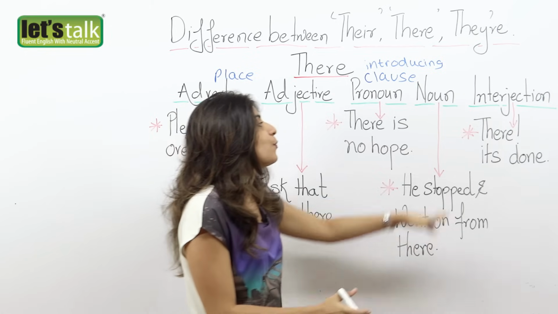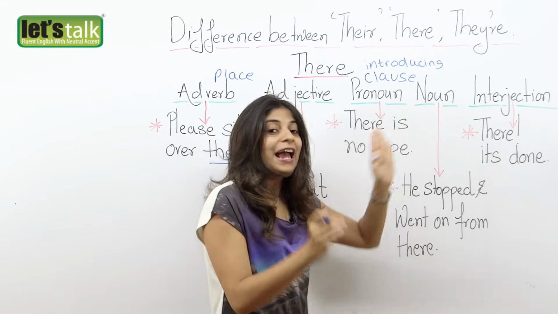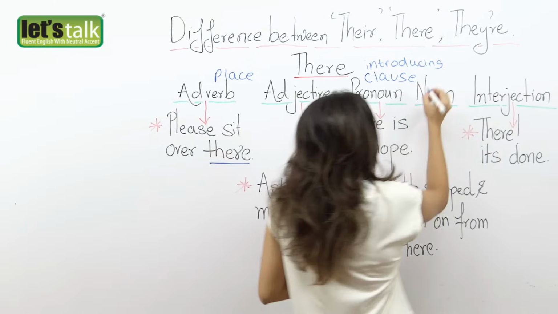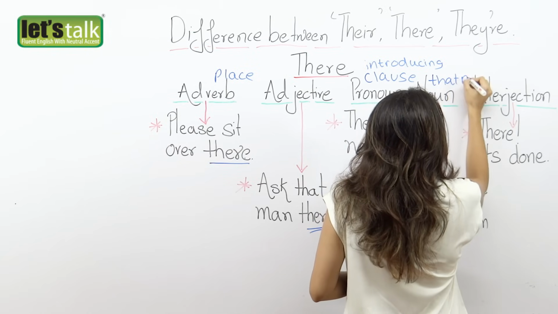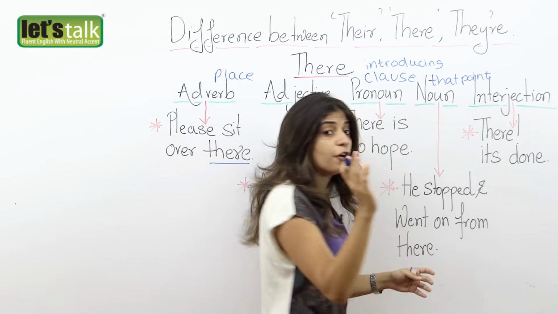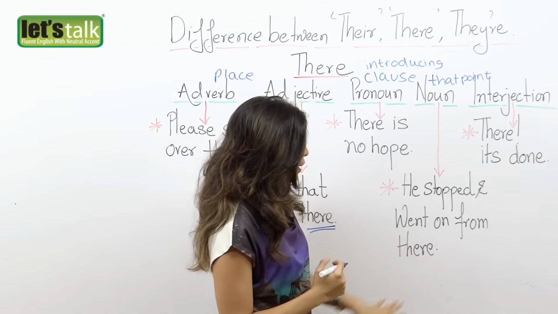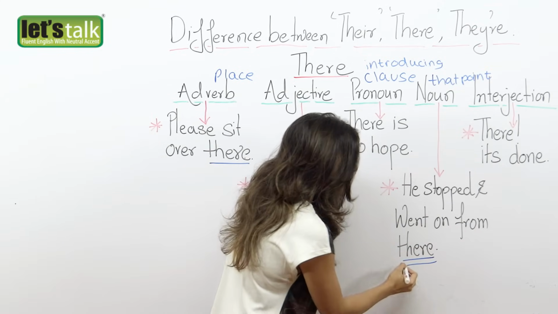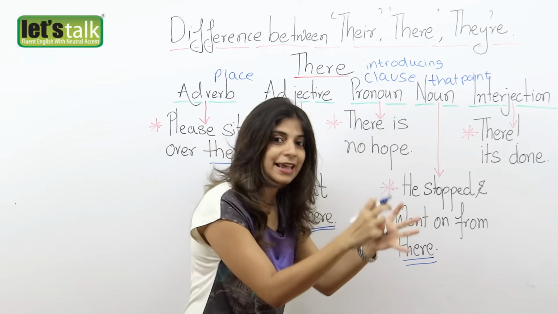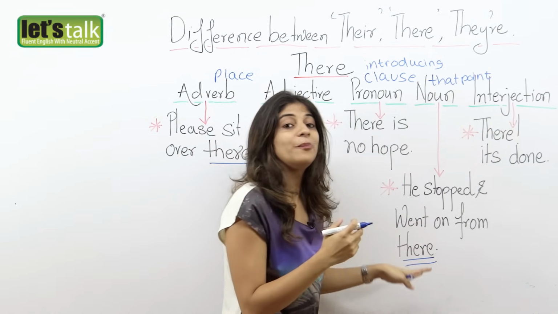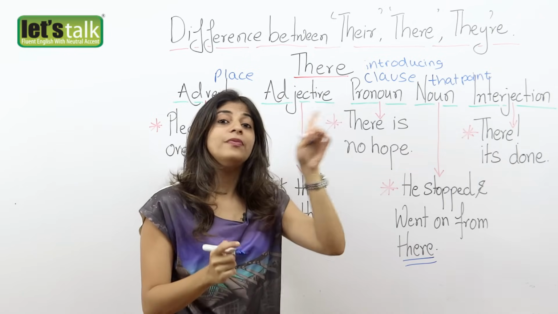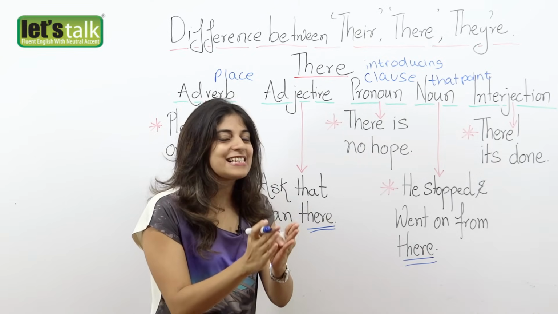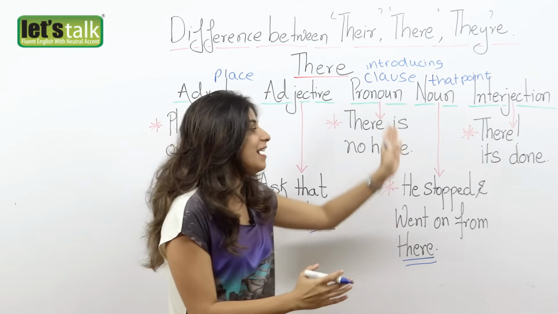And when you have to use the word there as a noun, it refers to a point, that point or that place. For example, if you look at the sentence over here, he stopped and went on from there. So here, there indicates a point, a place. So he stopped and went on from there. Or we jogged from there to the end of the block. So here I'm indicating a point. And that's exactly why we are using the word there as a noun.